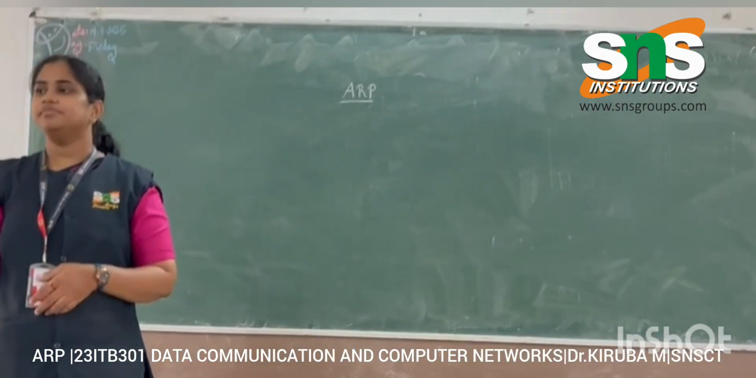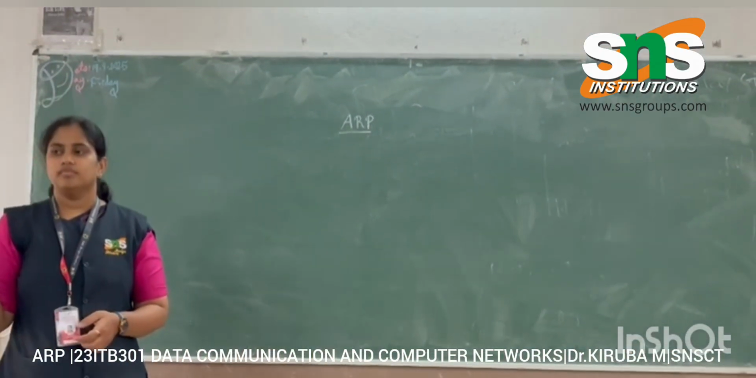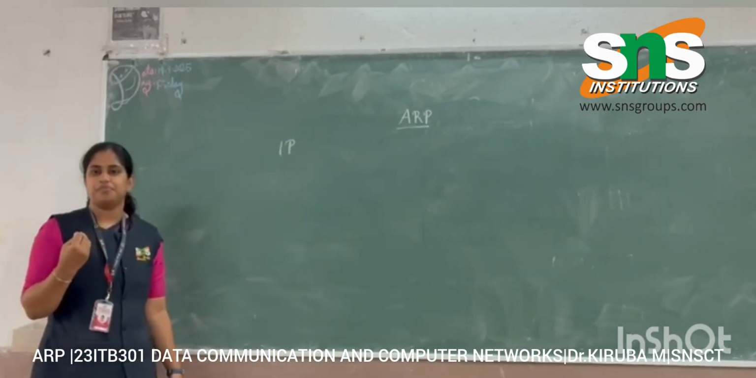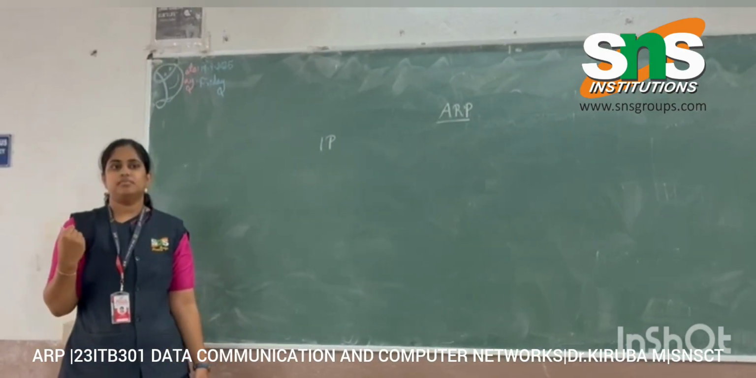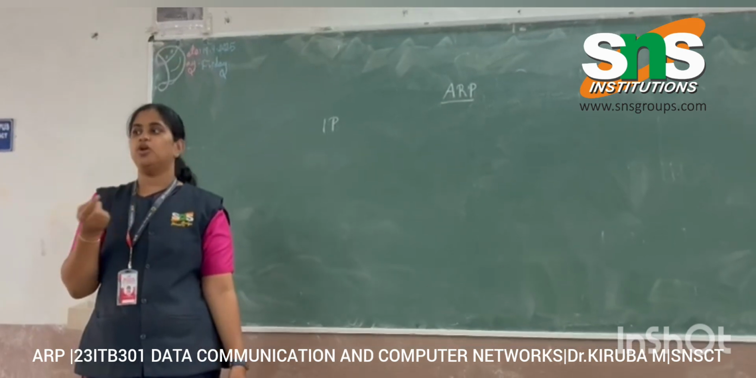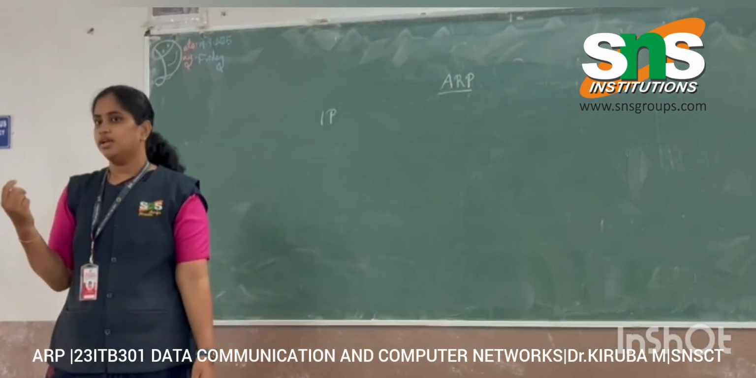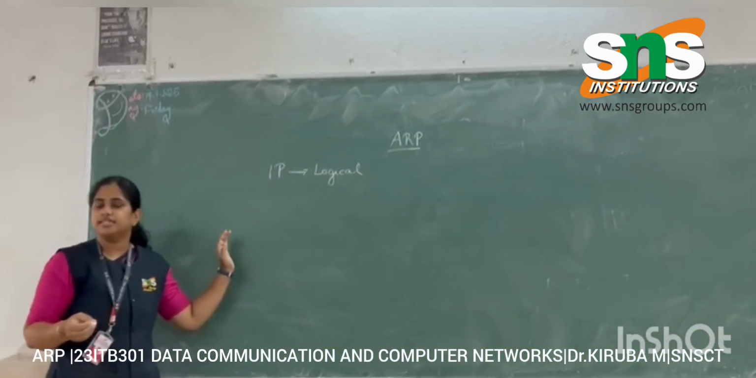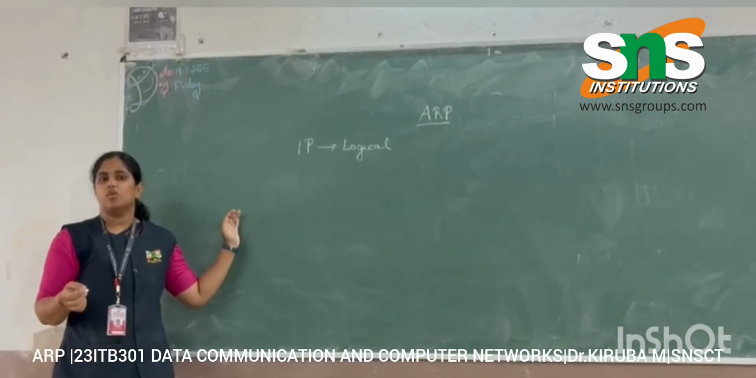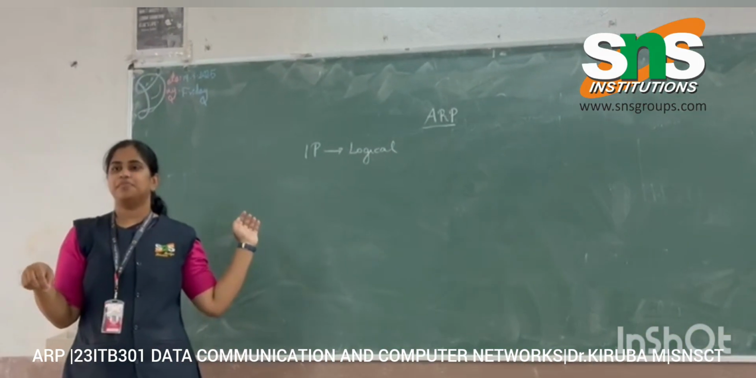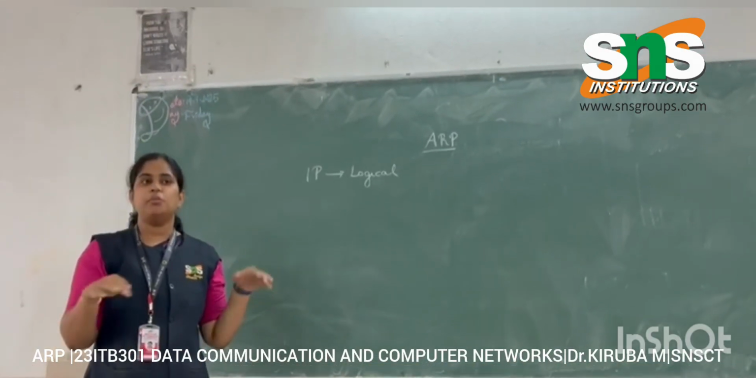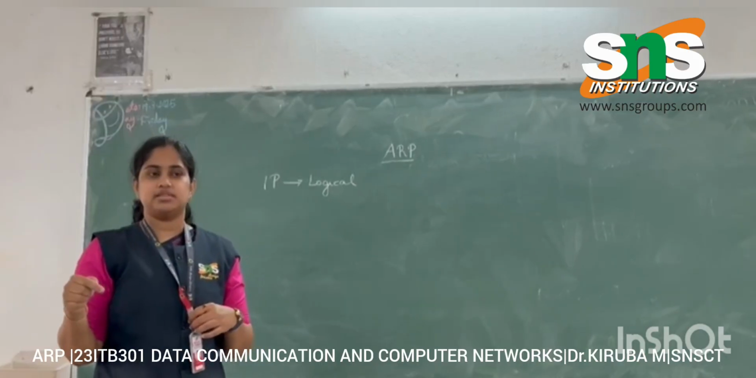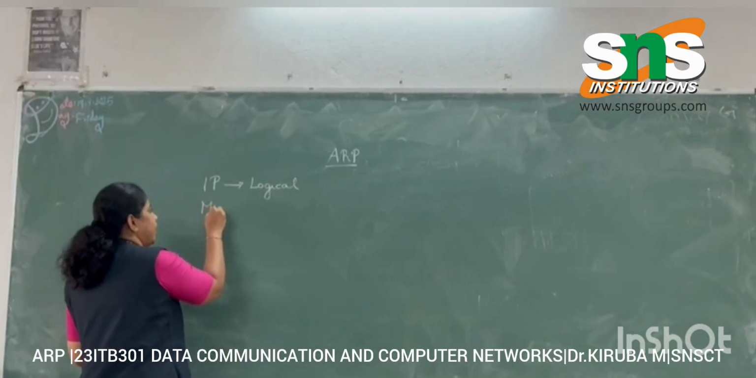Your network layer. Yes, IP address, Internet Protocol address. Okay, then what is the other address? One is your IP address, the other one is... See, these are all basics, you should definitely know this. One is IP address, another one is MAC address.